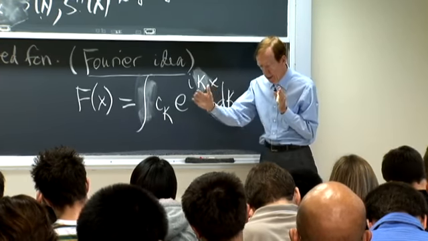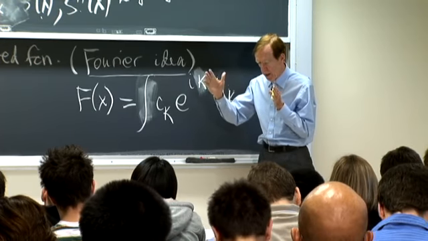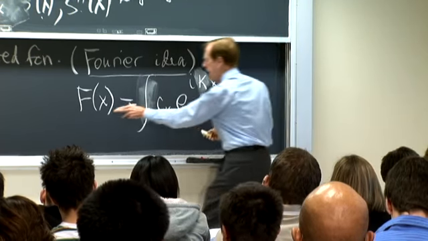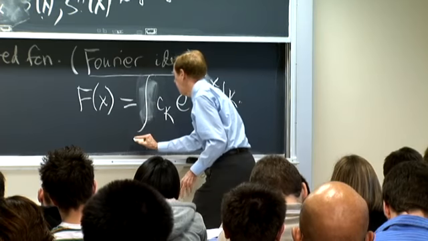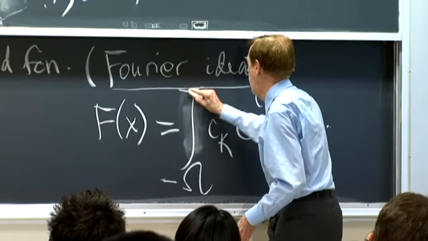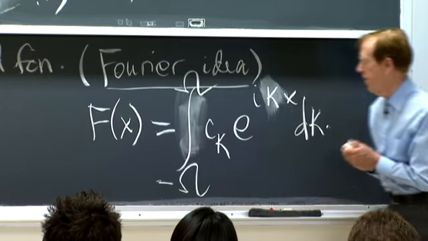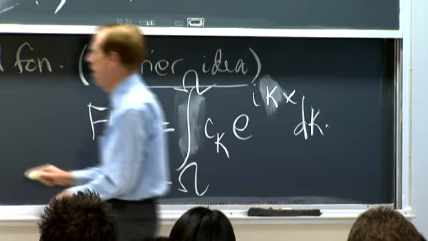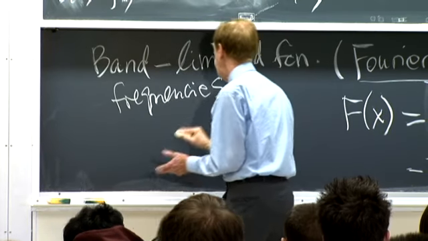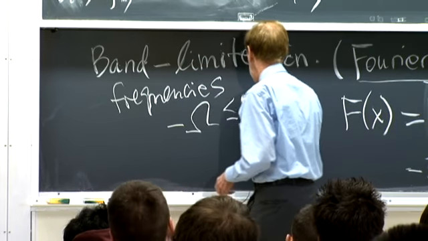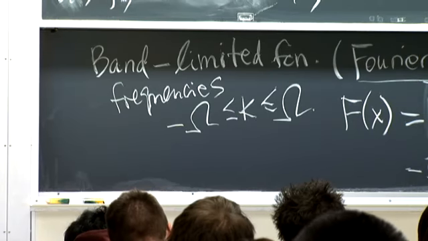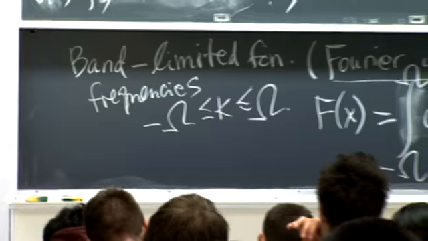Band-limited means that only frequencies in a certain range, say a range around 0, are included. So a band-limited function would be a function whose frequencies go from some value, say, minus omega to omega. Instead of going from minus infinity to infinity, this would be band-limited frequencies between minus omega and omega. So that's another kind of smooth function.